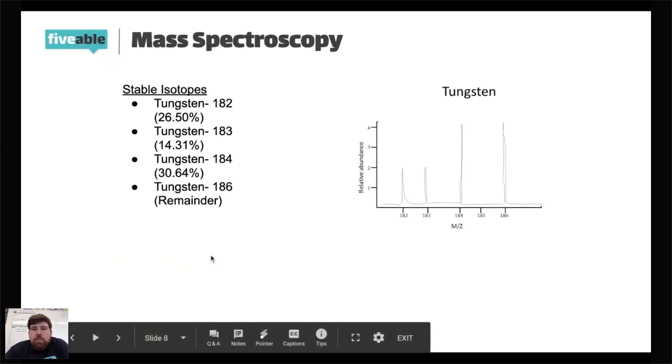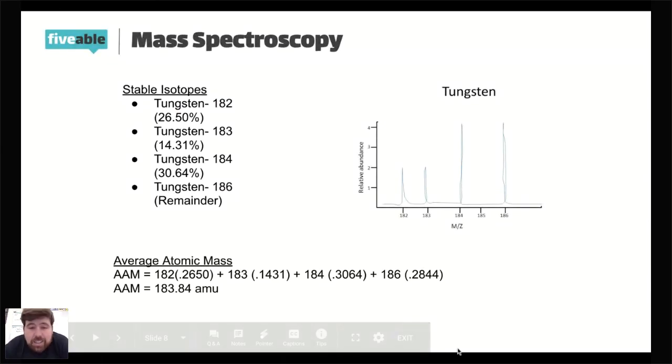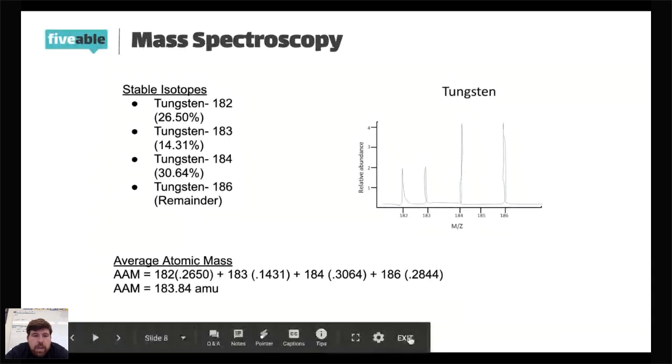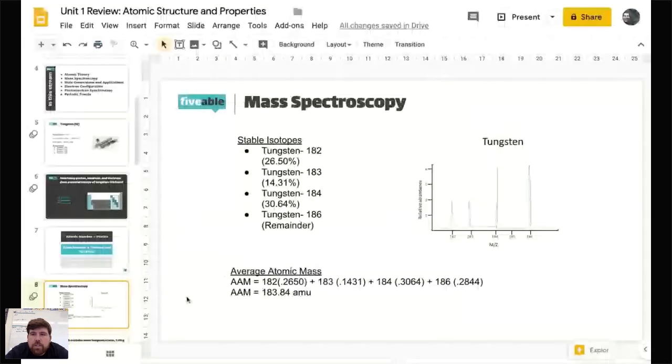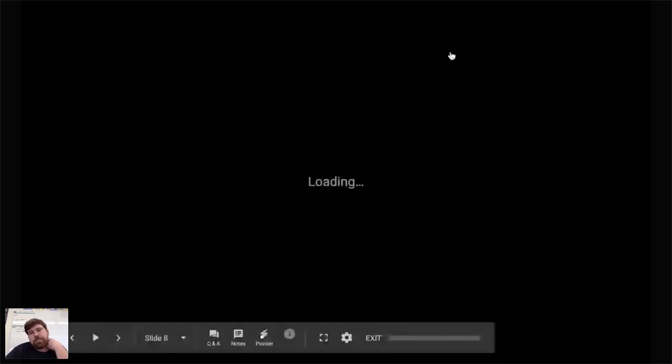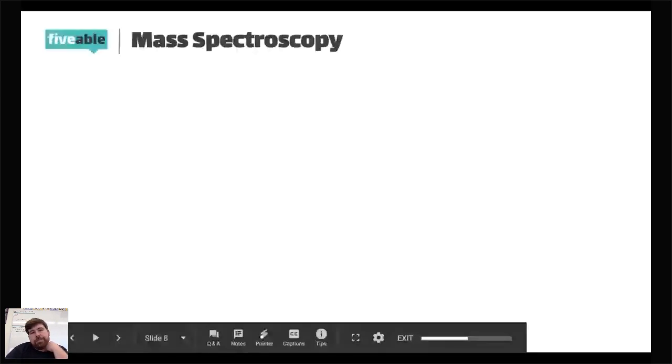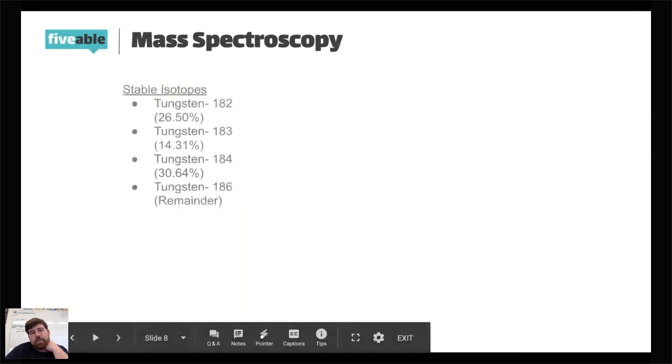So if we have this graph here, we can go ahead and take that data. And the average atomic mass is just going to be a weighted average of the isotopes that occur for that element, along with the percentages that those isotopes appear. Notice that whenever you do this, you have to go ahead and change it into the, sorry, I went ahead and clicked away. There we go.